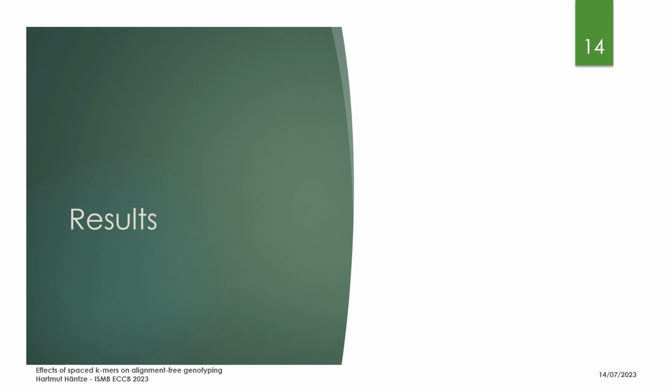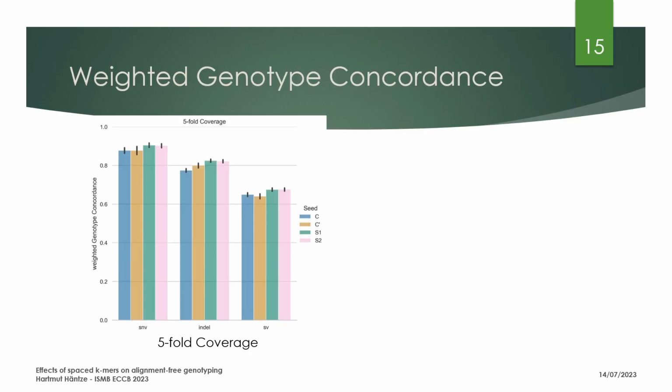Let's have a look at our results. These bar plots show the weighted genotype concordance of all 9 samples having 5-fold coverage for single nucleotide variants, indels, and structural variations. Genotype concordance is the proportion of correctly called variants. And it is weighted because we do have variants that are not in the genome of the sample at all, so they are homozygous reference. Some of them are heterozygous and some of them are on both alleles, so they are homozygous alternate.